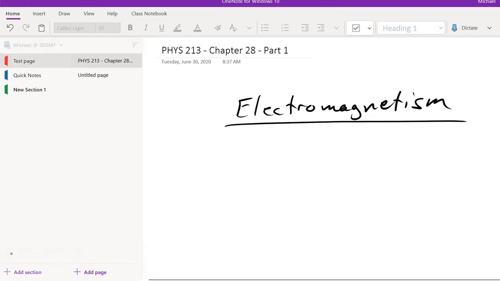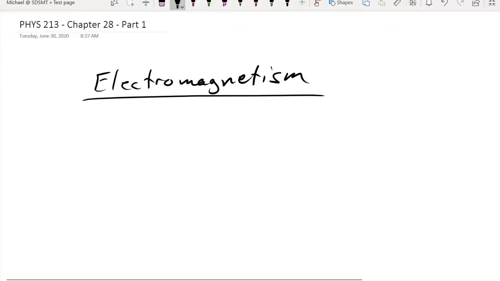Hello everyone. We are starting a new chapter, chapter 28, and this will be the first chapter on magnetism. So we will be taking a break from the circuits material. We will revisit a little bit of the circuitry when we get to the end of chapter 30, but for now we need to start talking about the magnetic effects that are associated with electric charge.